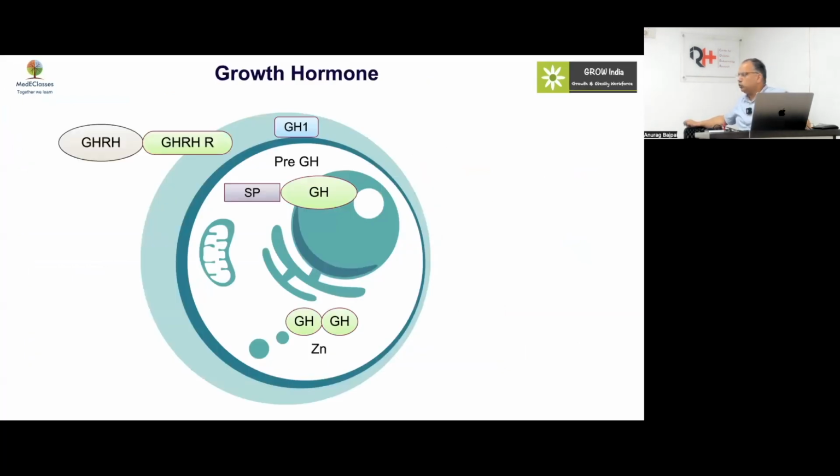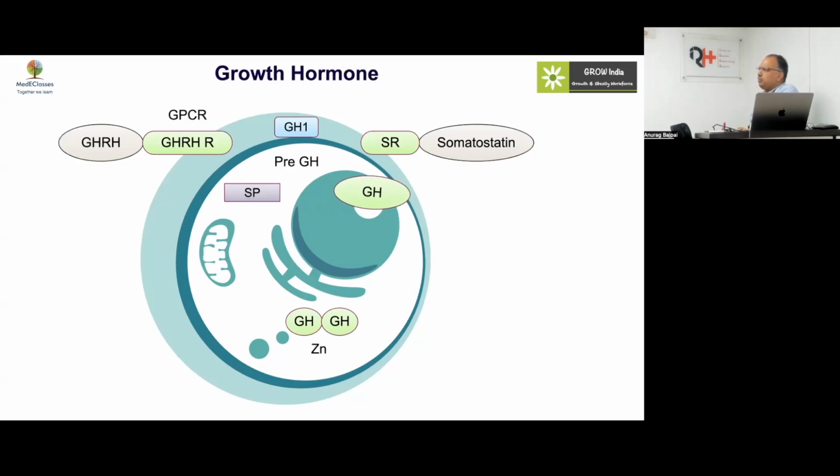Now, growth hormone also is an interesting scenario in terms of how growth hormone is regulated. You've got a stimulatory factor, which is growth hormone releasing hormone, and then you have an inhibitory factor, which is somatostatin. So GHRH acts by the G protein coupled receptor to produce pre-growth hormone, while somatostatin acting by the somatostatin receptor will cause a problem in terms of growth hormone release. So one is that production, the other is that release.